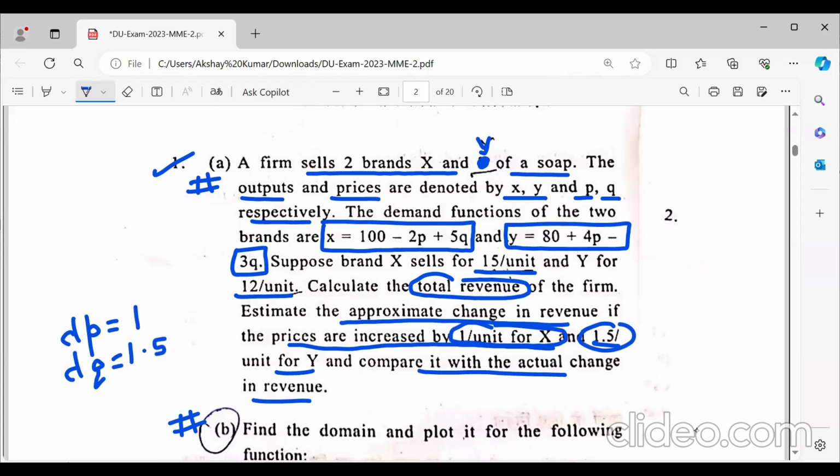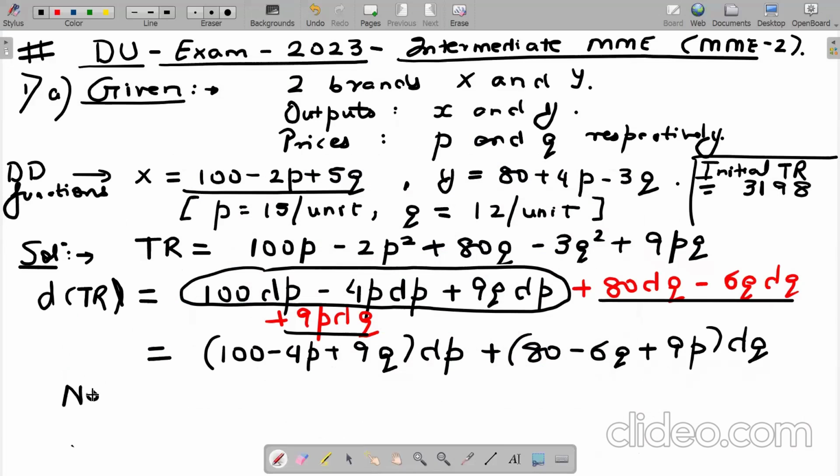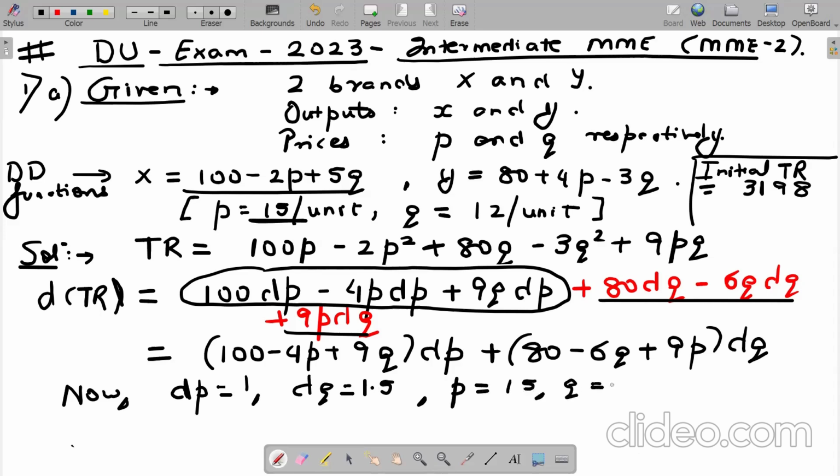That means the price of brand X is increased by 1 per unit, and the price of brand Y is increased by 1.5. So DP and DQ are 1 and 1.5. If I come back to the whiteboard, I can write that now: DP is 1, DQ is 1.5. Okay, and we can plug in the values of P and Q as well. So P is 15 and Q is 12.